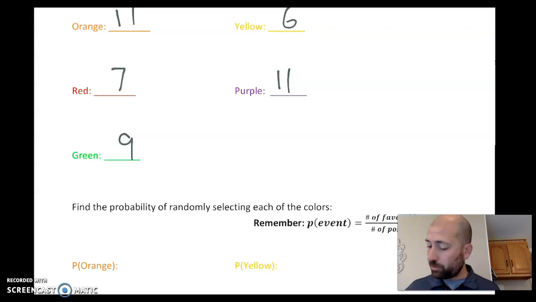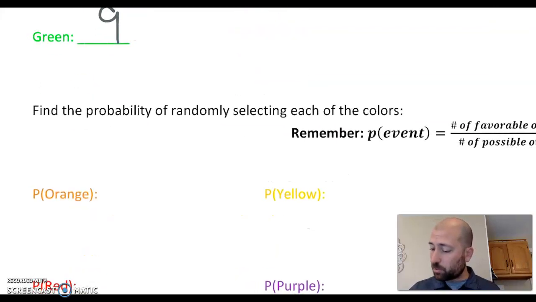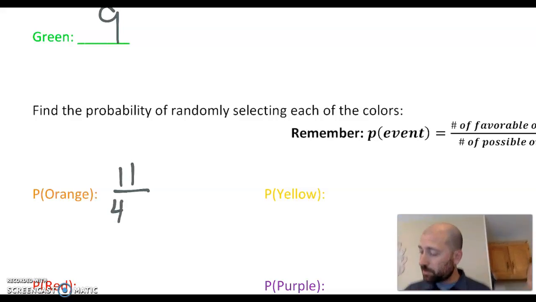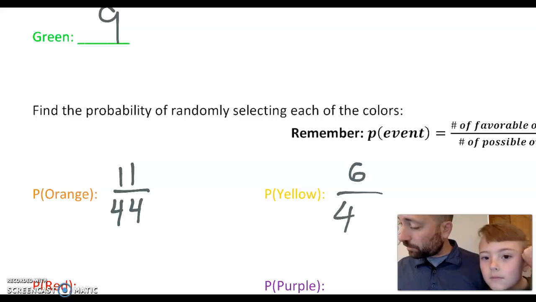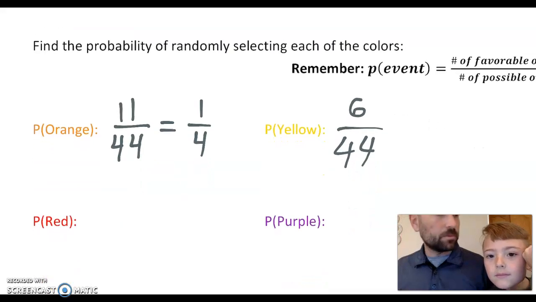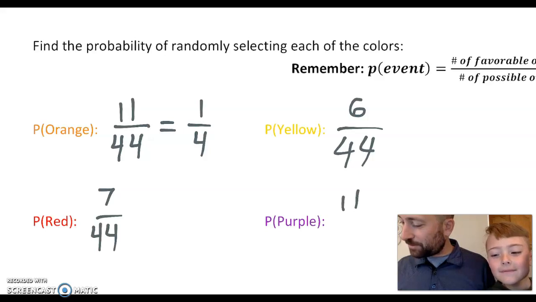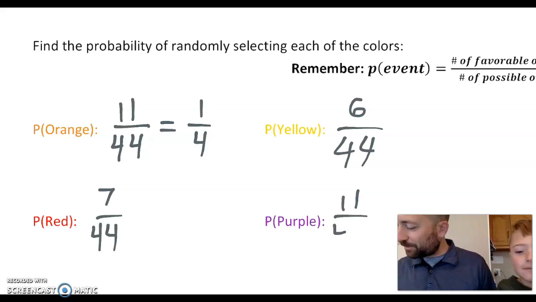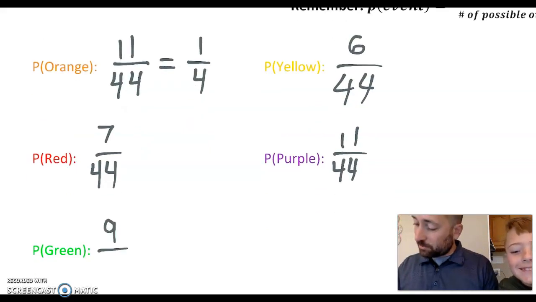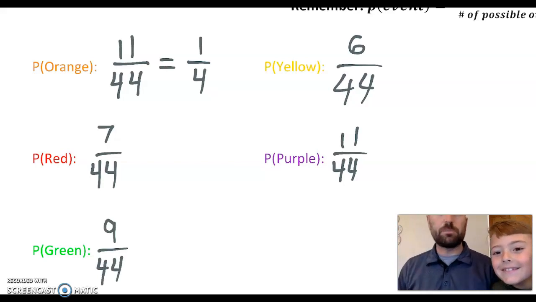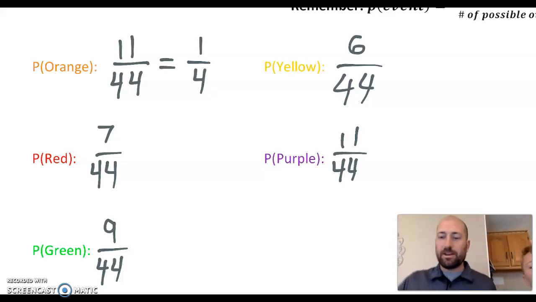divided by the total number of Skittles. So orange was 11 over 44. Yellow is 6 over 44. Now, some of these can be reduced, but you don't have to reduce them. Our red is 7 over 44. Purple is 11 over 44. And green is 9 over 44. Those are our probabilities. That's called simple probability because there's only one action going on. Okay? All right, so here we go.